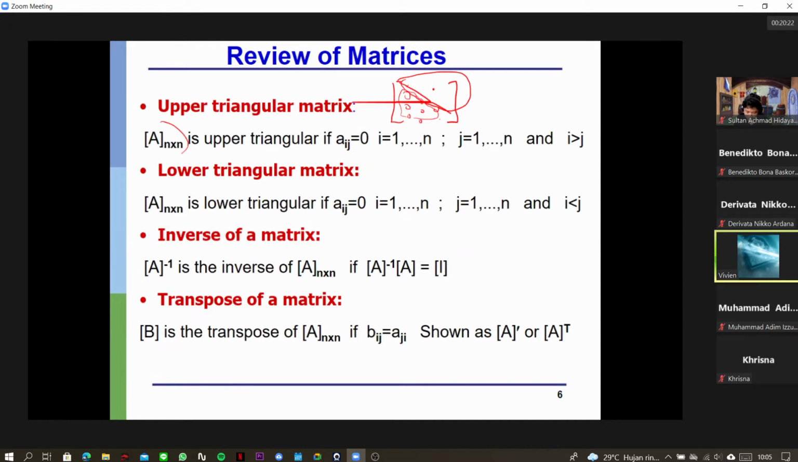And as the opposite, we also have the lower triangular matrix. For the lower triangular matrix, it means that the elements only fill the lower part of the matrix, while the upper part of the matrix is zeros.